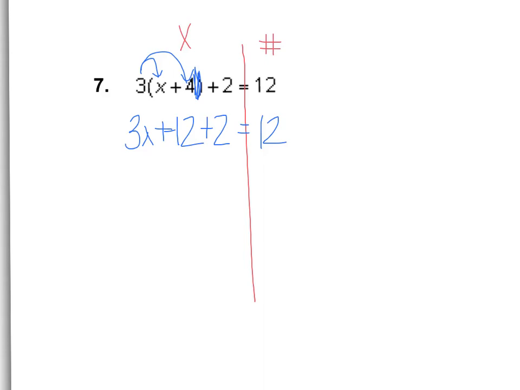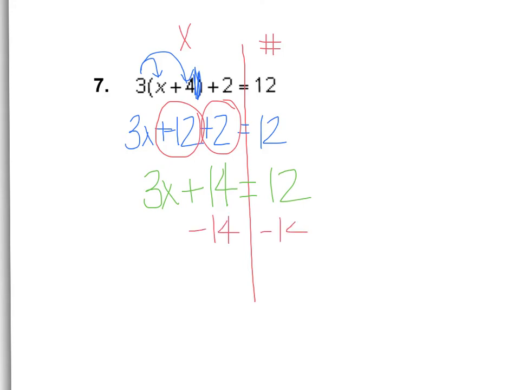So before we start moving stuff around, let's go ahead and combine our plus 12 and our plus 2 together. We can do that because they're both numbers. So 3x plus 14 equals 12. So again, I'm trying to get x by itself, so to get rid of that plus 14, I'm going to minus 14 from both sides. So the plus 14 minus 14 cancel. I have 3 times x equals 12 minus 14 is going to give me a negative 2.